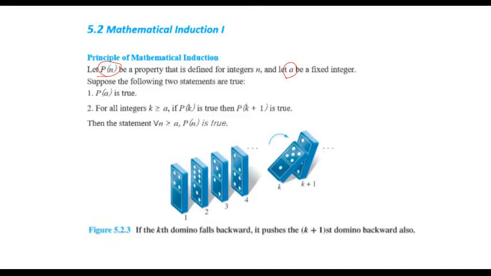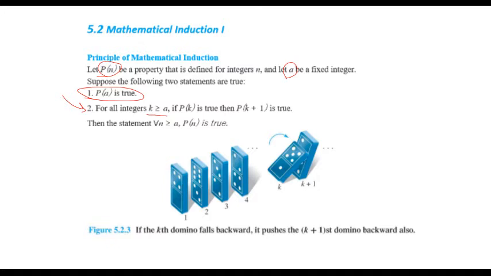Now suppose the following two statements are true. The first statement is P of a is true. Okay, so the first thing that we know is P is true for one fixed integer, which is a. And the second thing that we know is that for all integers k which are greater than or equal to a, which is that fixed integer, if P of k is true, then we can conclude that P of k plus 1 is true. Okay, so that's the second thing that we know.